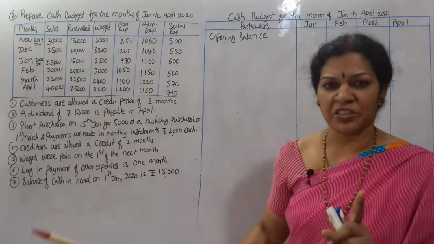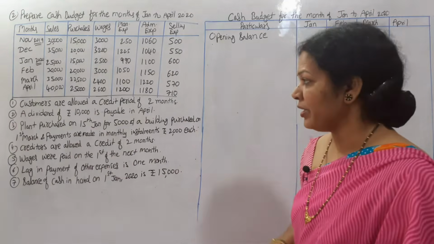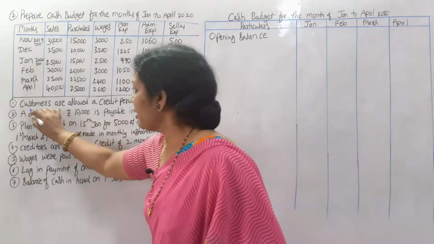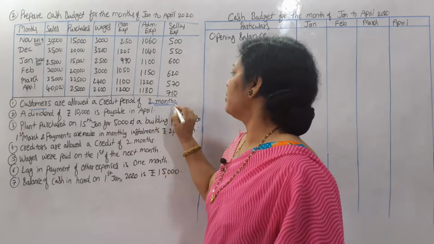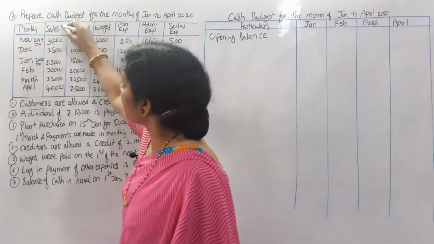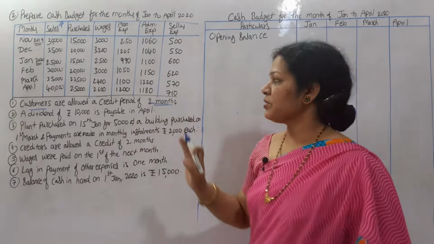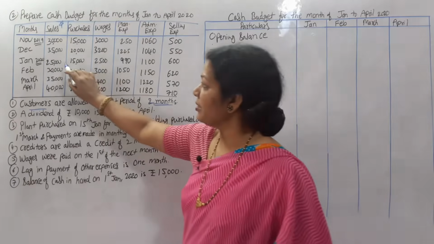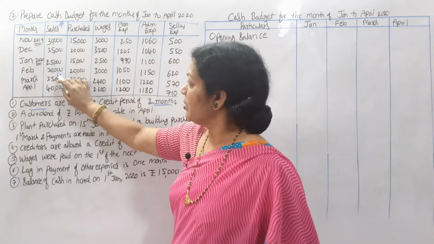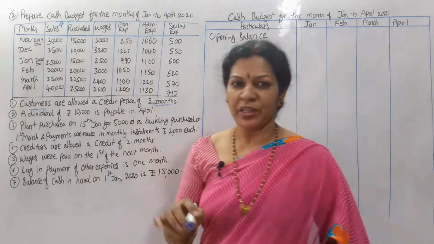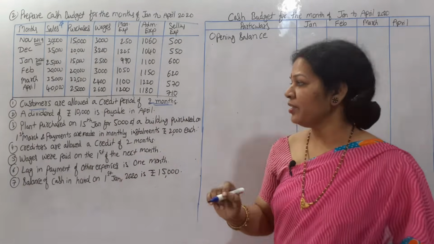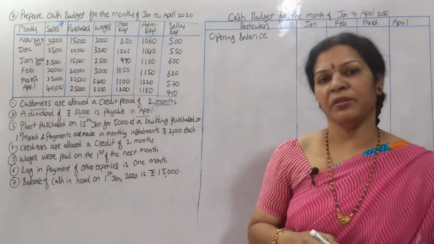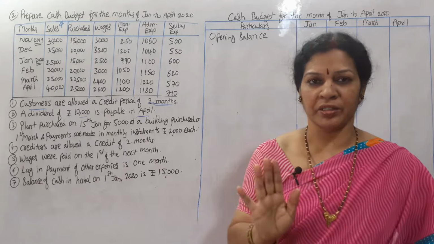Next, coming to the adjustments, just focus 2-3 minutes, I'll explain. Customers are allowed a credit period of 2 months. Customers means related to the sales, so there is an adjustment for sales. 2 months delay is there. Rather than taking 25,000, we'll take 30,000. Instead of 30,000, we'll take 35,000, like the previous problem. Next, a dividend of 10,000 is payable only in the month of April. We'll pay it only for April, not other months.